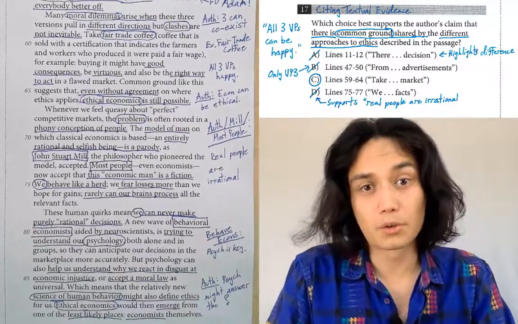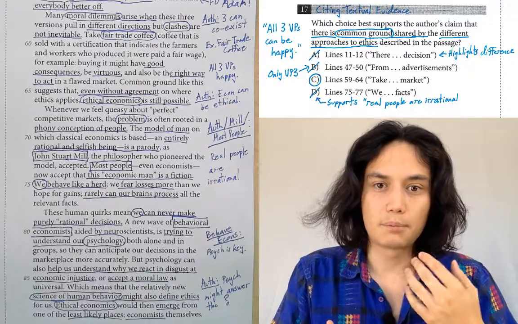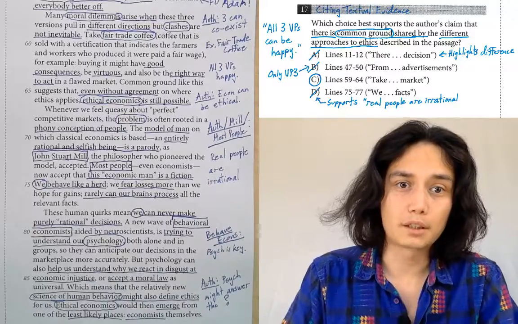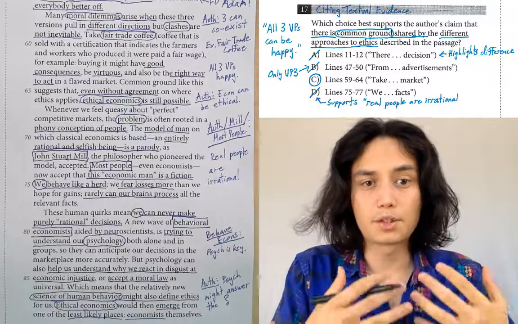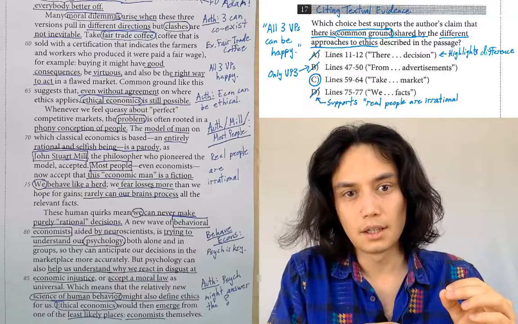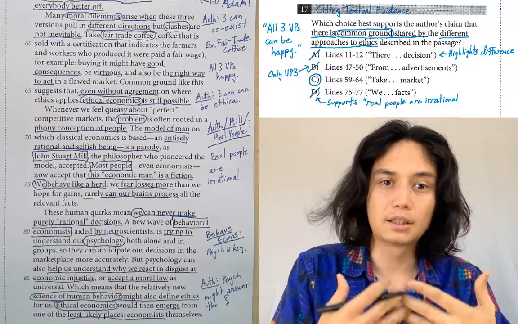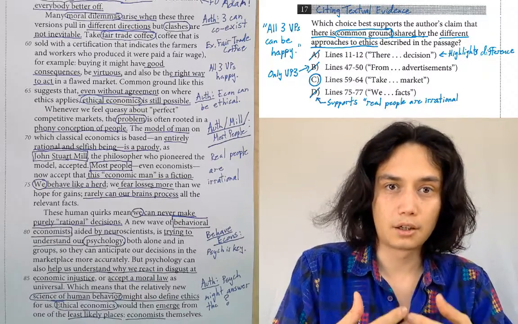So all of those are reasons for the rightness of answer choice C. It is the part of the passage that directly addresses the different approaches to ethics. Even if not by name, it addresses their ideas. And it's explicitly about the fact that they can all play nicely together, the fact that they share common ground.